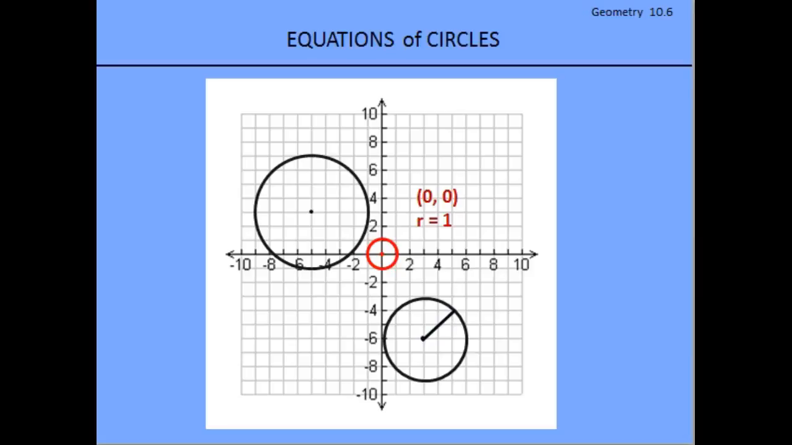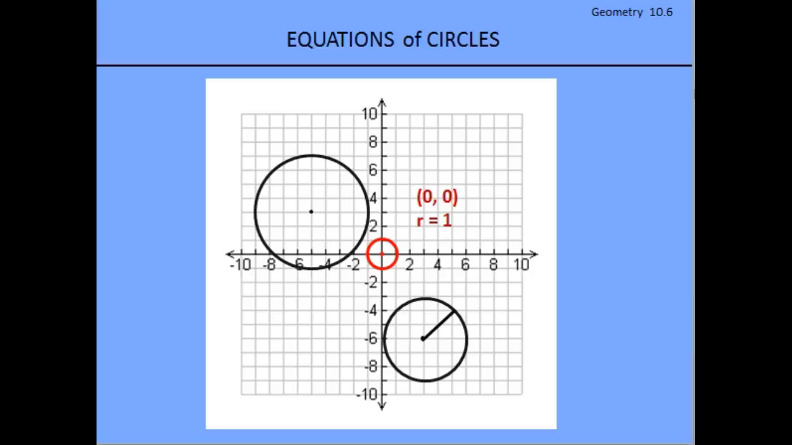Hi, this is Laura, and I am talking about equations of circles, the McDougall-Little textbook for geometry, chapter 10. And this is 10.6. Again, equations of circles. This is one of my favorites.